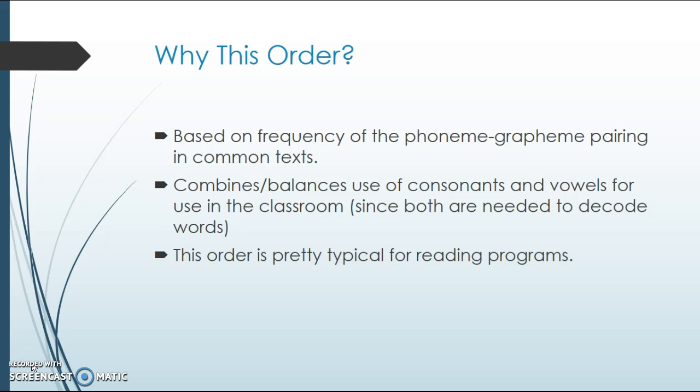This order is based on the frequency of the phoneme-grapheme pairings in common texts that students will see. And this combines and balances the use of consonants and vowels for use in the classroom, since we need both in order to decode words. If we taught all consonants first and then all vowels, or vice versa, it would be a little while before students actually had all of the phoneme-grapheme correspondences they needed to decode full words.